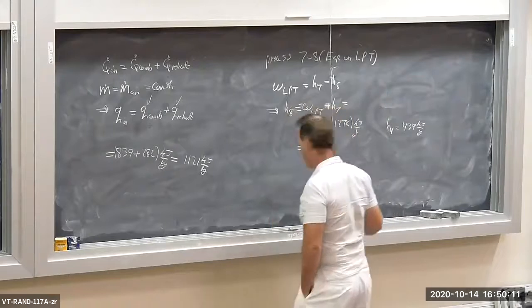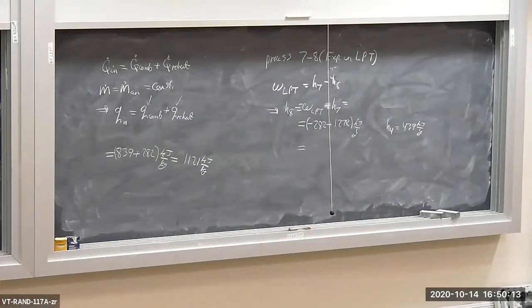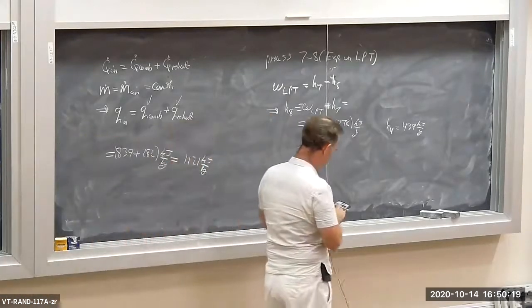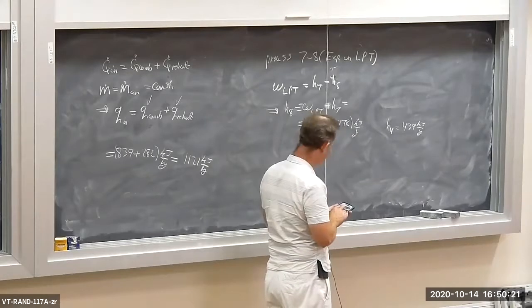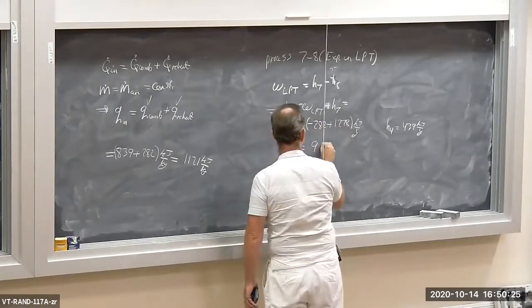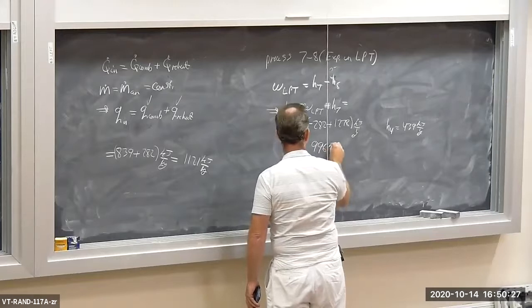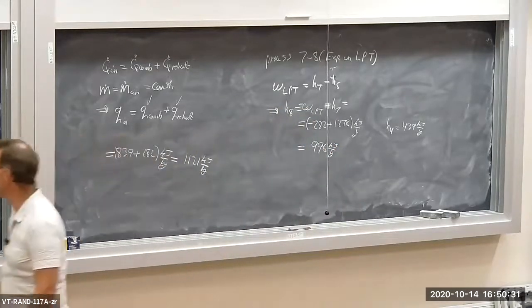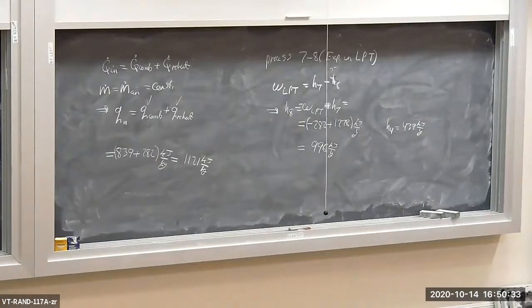So H8, let me crank that out. See, 1278 minus 282, 996. Where have I seen that before? 996 kilojoules per kilogram, 996. So that's H8. Check. Okay, let's calculate the heat transfer inside the regenerator.